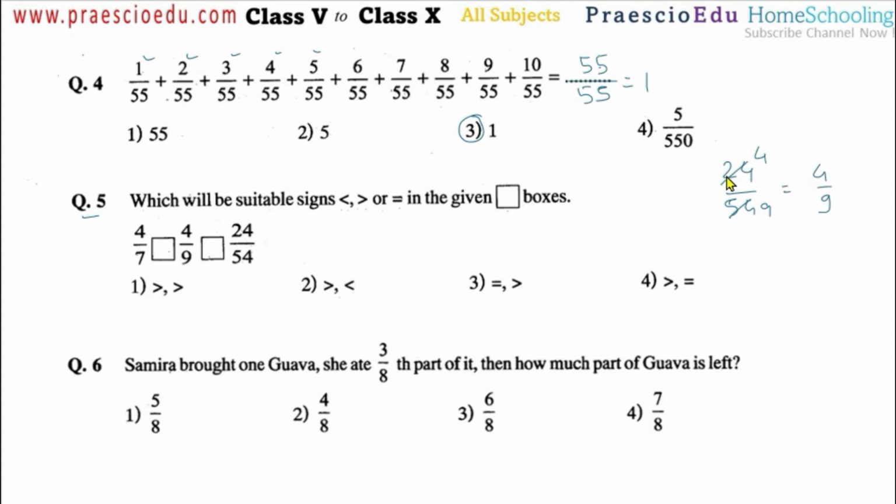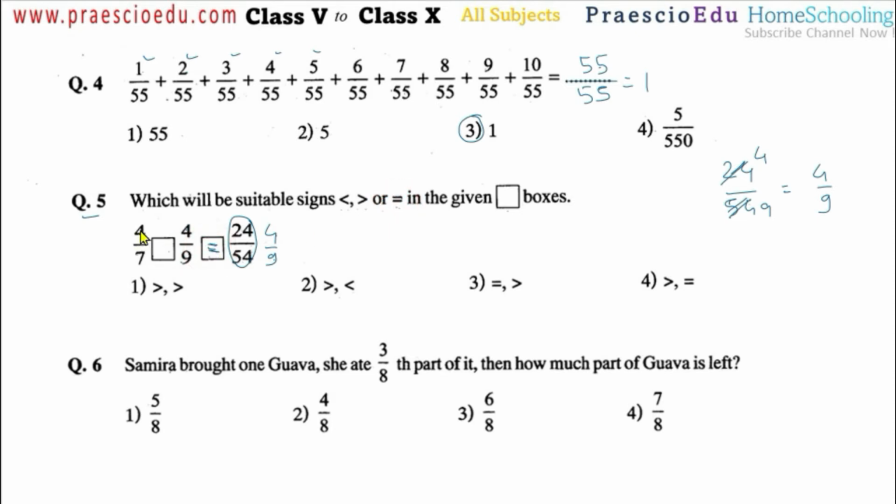How have we done it? We have taken 6 from here and 6 from here, meaning we have divided this one by 6 and this one by 6, so then it is 4 by 9. So this now comes to 4 by 9. Now here also 4 by 9 and here also 4 by 9, meaning these two are equal. So here we make the equal sign.